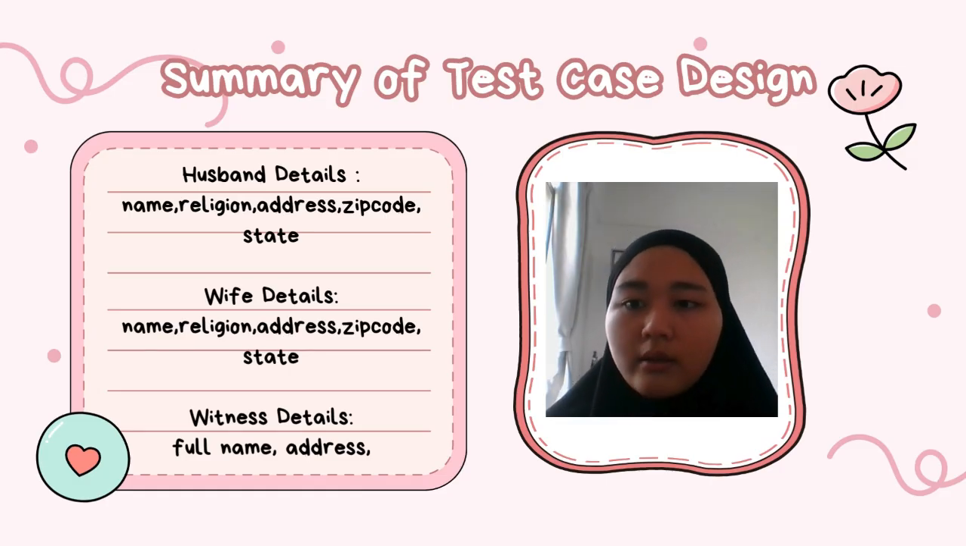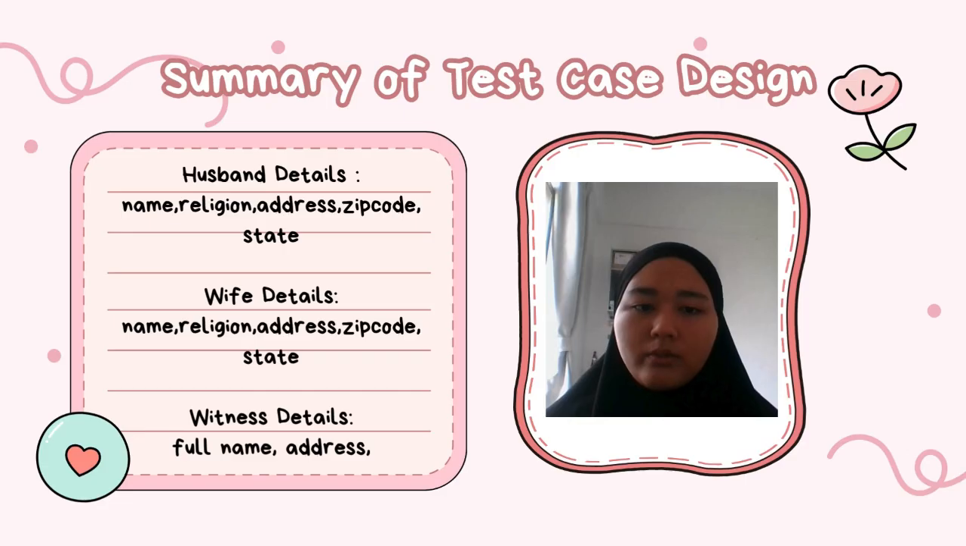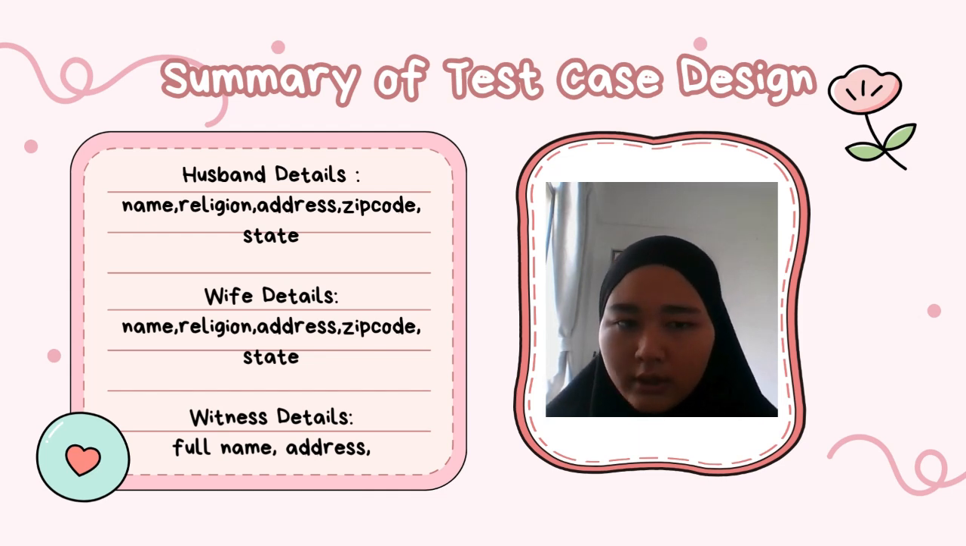In this test case, at the husband details page, we have name, religion, address, zip code, and state. The name has a field type of string, and it should be tested with alphabet without spacings. For religion, it's the same data type as name, which is string. Address will be a combination of alphanumerics and symbols. The zip code should be integer. And lastly, state should be a string type of field.